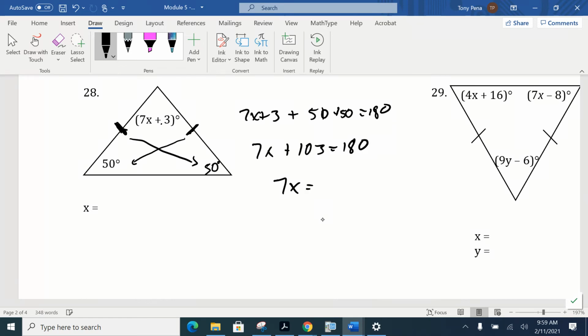There, this one I used some better numbers. So we get 7x equals 77, and our x is going to be 11. All right.